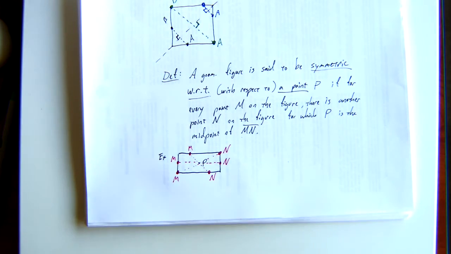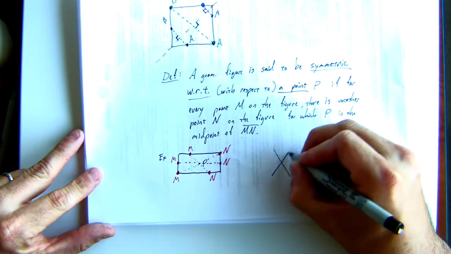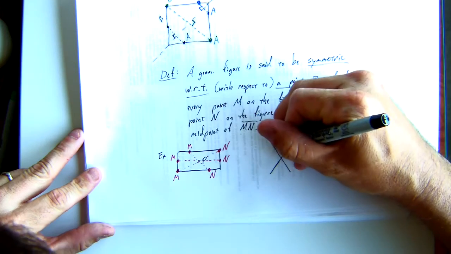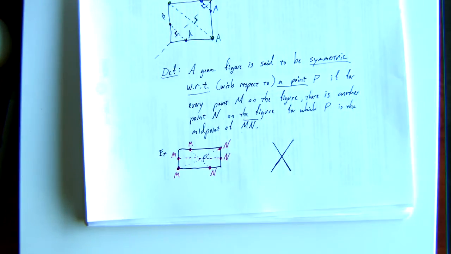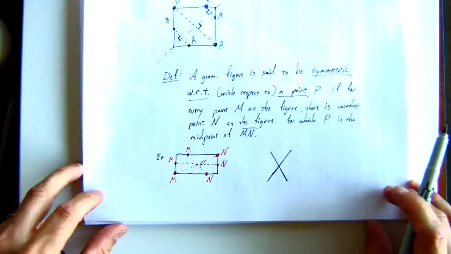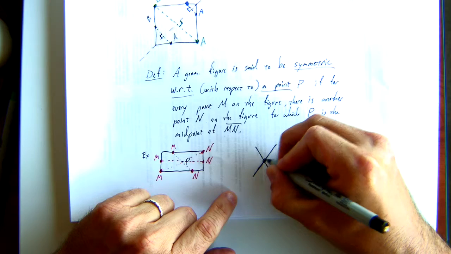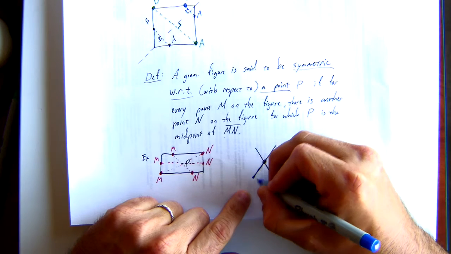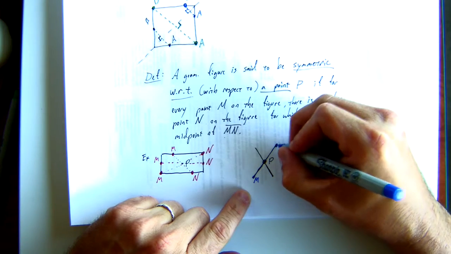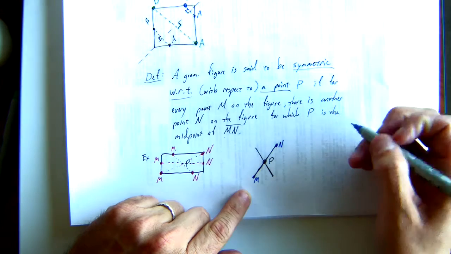One more example. What about this letter X? What do you think my point of symmetry will be? Yes, it'll be right there. So my point of symmetry. Notice, no matter what I do, if I choose this to be M, then this one's going to be N, and P will be the midpoint between these two.